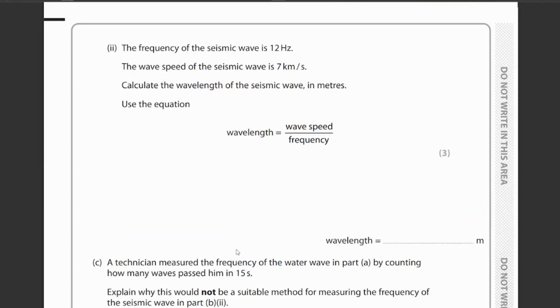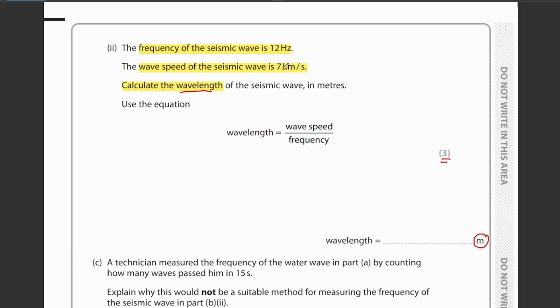Next question. The frequency of the seismic wave is 12 Hertz. The wave speed of the seismic wave is 7 kilometers per second. Calculate the wavelength. They have given you the equation: wavelength equals wave speed divided by frequency, and they want the wavelength in meters. The reason it's 3 marks is because the wave speed is given in kilometers per second, so you need to convert that.